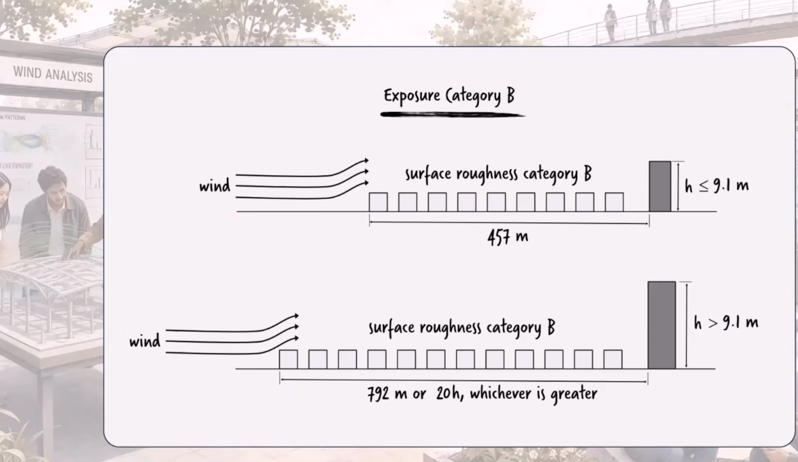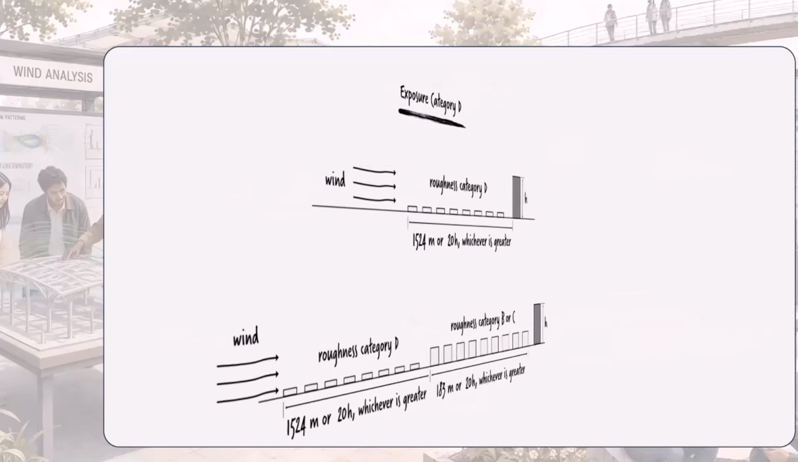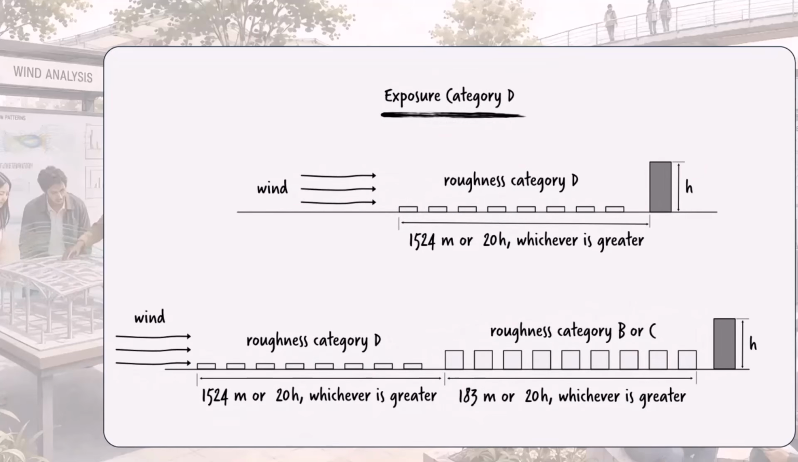If the surface roughness were category B, we would check specific conditions to classify the site as exposure category B. But since our site is category C, those conditions don't apply. What about exposure category D? There are two conditions to consider. The first doesn't apply because our surface roughness isn't category D.